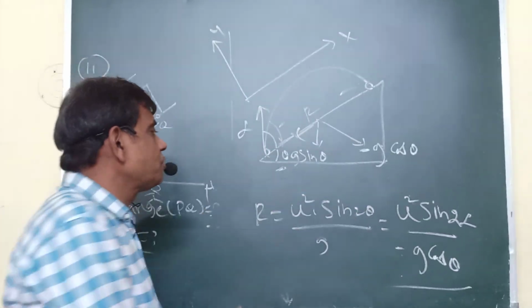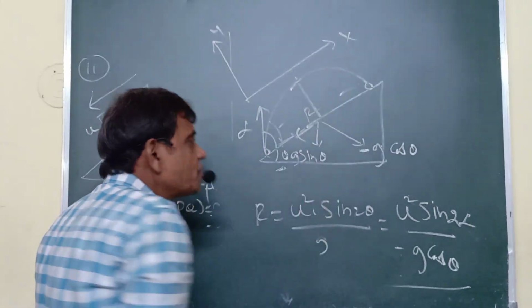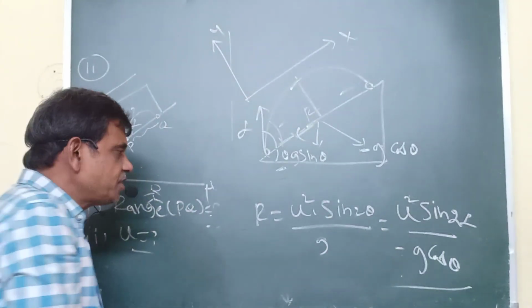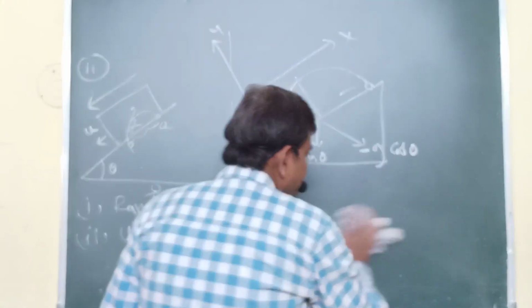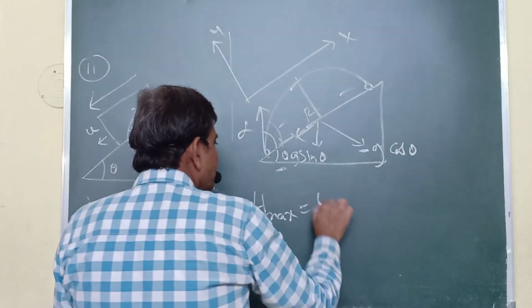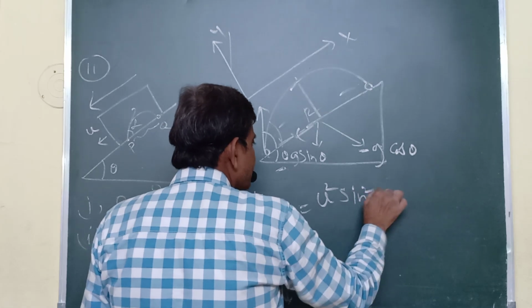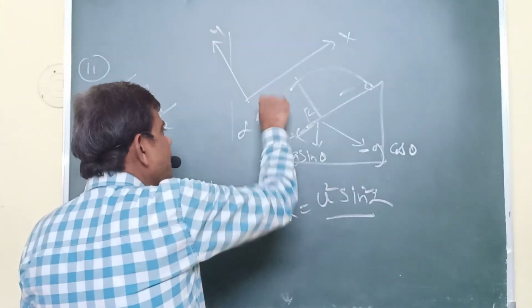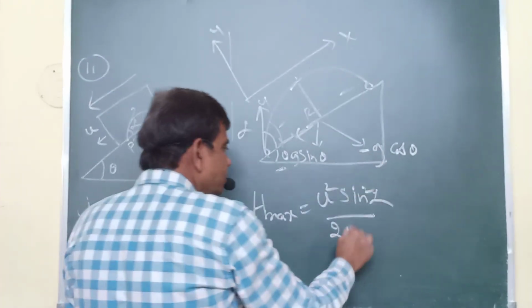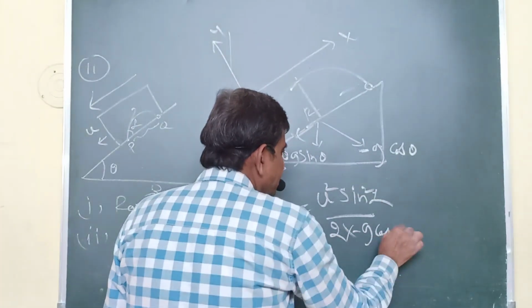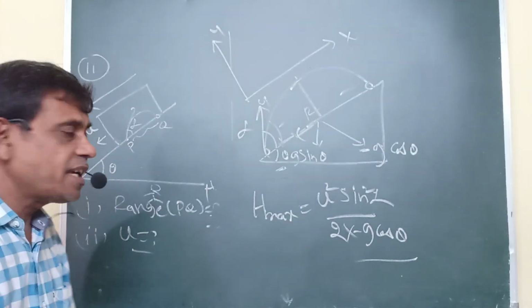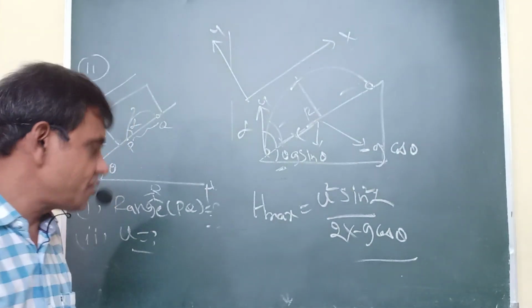Similarly, we want to find the maximum height. What is the maximum height in the case of projection? What is the formula for maximum height? U square sin square alpha by 2g. So maximum height is U square sin square alpha by 2g, where this U I am taking, this alpha I am taking. In the g place, minus g cos theta. That's all. Minus represents just direction only. Again we are taking magnitude, plus reference only.